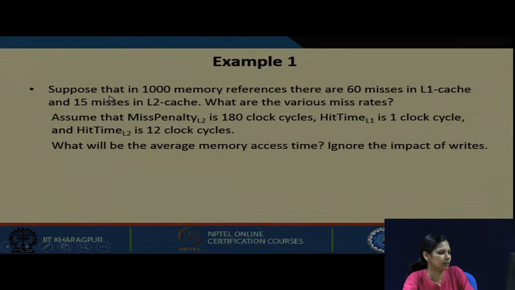Now, let us see this example. Suppose that 1000 memory references are there, and there are 60 misses in the L1 cache and 15 misses in the L2 cache. What are the various miss rates? So, the total is 1000, out of which 60 misses are there in L1 and 15 misses are there in L2. Assume that the miss penalty is 180 clock cycles, hit time of L1 is 1 clock cycle and hit time of L2 is 12 clock cycles. What will be the average memory access time? Ignore the impact of writes in this case.